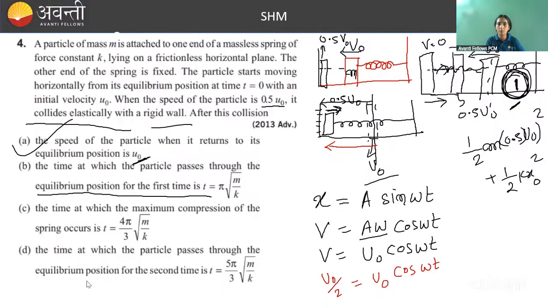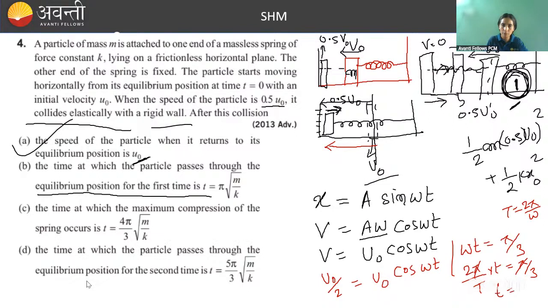So omega t will become pi by 3, right? So omega t is pi by 3. Omega, if I write in terms of time period, omega is 2 pi by T. So 2 pi by T into t equals pi by 3. So t equals T by 6. Does it look like that? So in T by 6 time, it goes this way. Again, in T by 6 time, it will come back.